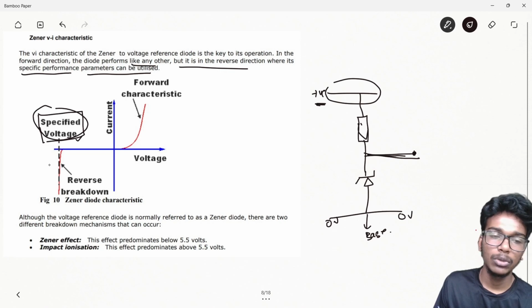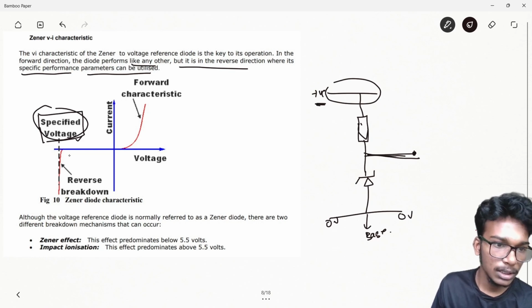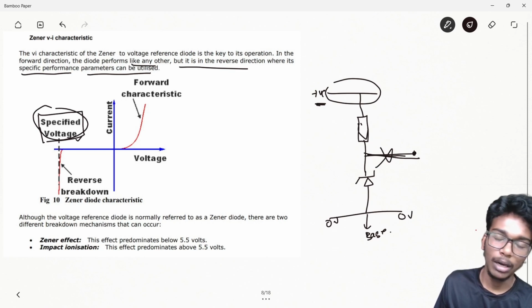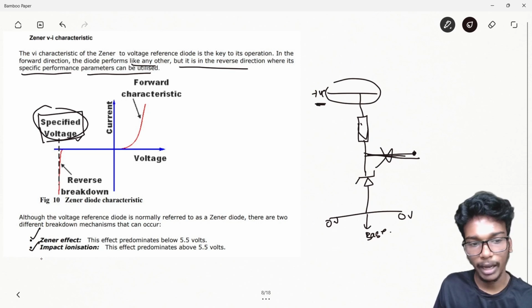Okay, I think you guys got what the application of a Zener diode is. I hope so. Although the voltage regulator diode is normally referred to as a Zener diode, two different breakdown mechanisms can occur. This is a reverse breakdown. If we apply the reverse breakdown voltage, we can observe two types of breakdown: one is the Zener effect and the other is the impact ionization effect.